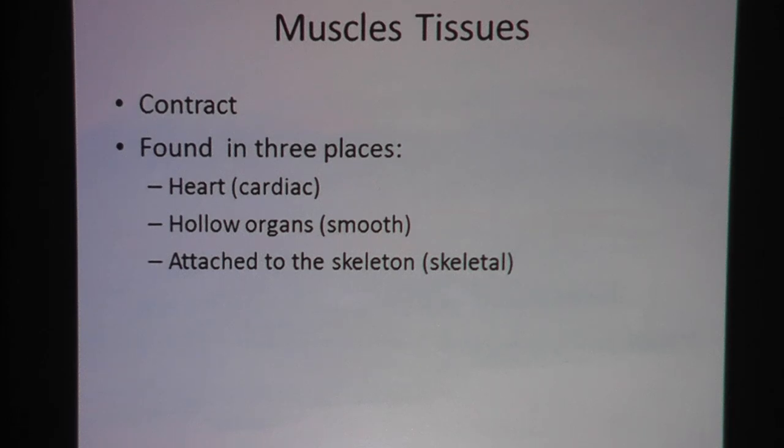Notice that all muscle tissues will contract. And all muscle tissues are found in three unique places in the body. That is, we have cardiac muscle in the heart, and we have smooth muscle in hollow organs, and we have skeletal muscles, which can be found attached to the skeleton. Thus, we call it skeletal muscle.